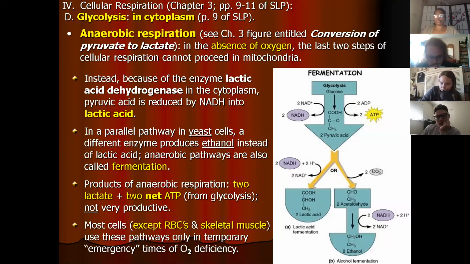Because of this, most cells will only do this in an emergency. The only cells that do this routinely are skeletal muscle, which we're going to talk about in a second, and red blood cells, because when red blood cells are in venous blood, they have low oxygen. They're used to doing this. But no worries, they're going to go through the right side of the heart, go to the lungs, and get oxygen. And besides that, RBCs have a very low metabolism anyway. They're hardly doing anything, just carrying oxygen. Any questions on anaerobic respiration?